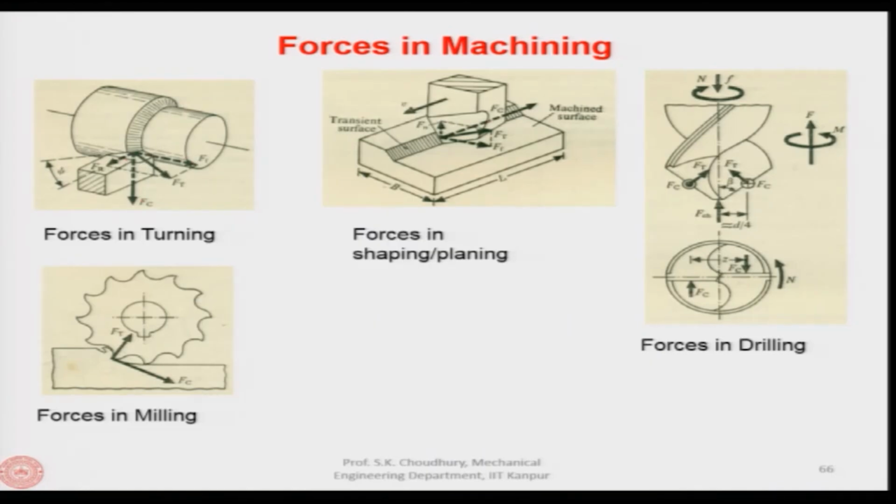Now, in case of shaping, it is once again repeated, that is the Fc is here, Fn, Ft and Fr. In case of drilling, it is the torque and the thrust F, and in case of milling, it is the radial or the total tangential force, which is the Fc, and the thrust force, which is directed towards the center of the milling cutter. Now, these are the forces for all the different operations, and as you can see, they are different.